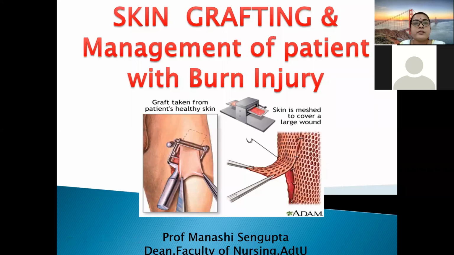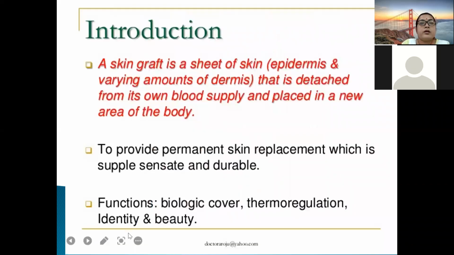Here comes skin grafting, and skin grafting is one of the very important treatment managements for patients with burn injury. Here you can see what exactly a skin graft is. A skin graft is a sheet of skin that consists of epidermis and varying amounts of dermis that is detached from its own blood supply and placed in a new area of the body.